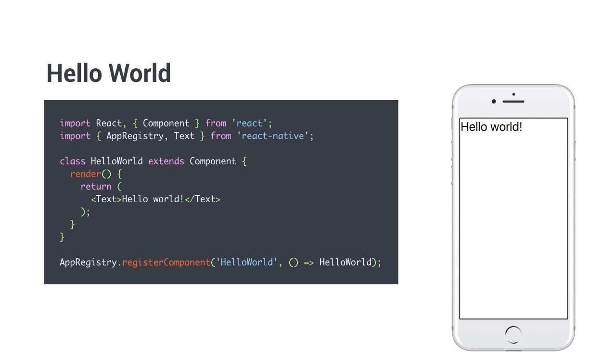JSX is a syntax for embedding XML within JavaScript. It uses angle brackets just like HTML does. Here we render a text component that contains Hello World. This component also needs to be imported, this time from the React Native package. You have created your first component. Great! You can now import it within your app and use it.